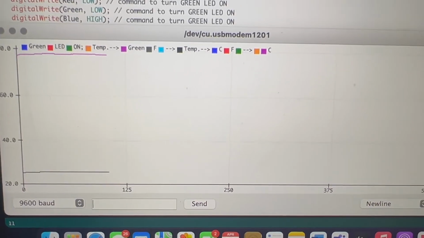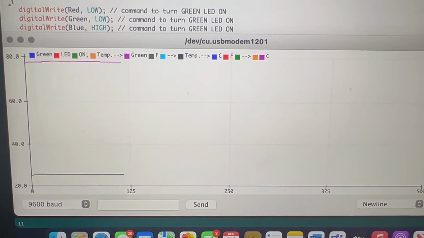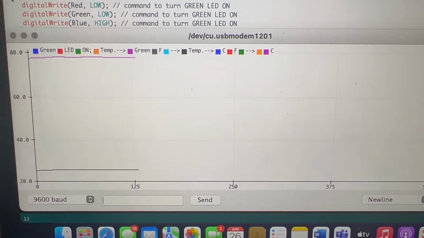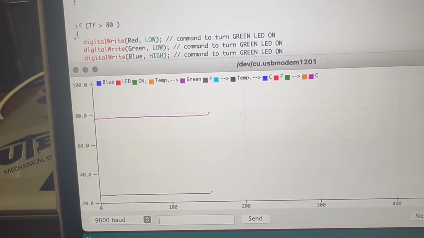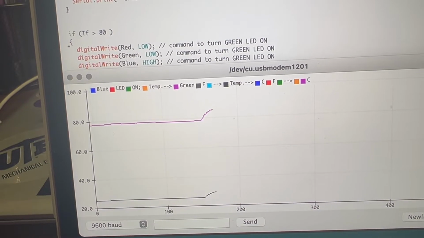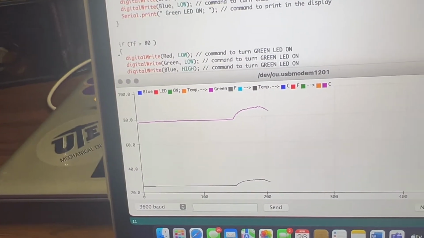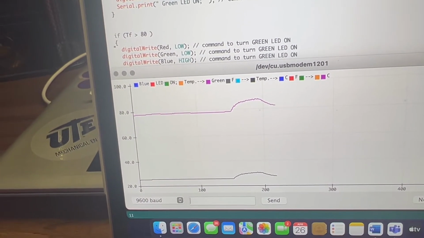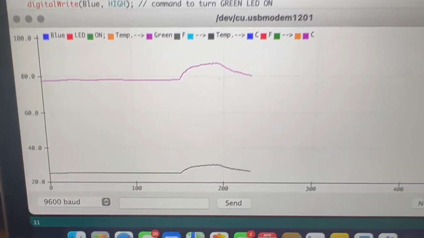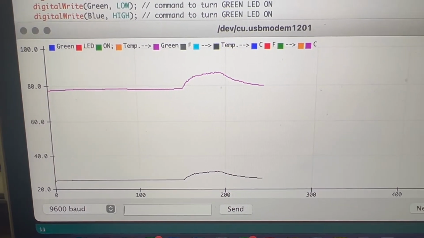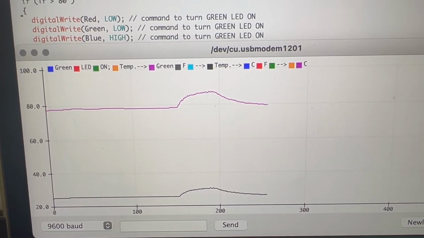To further prove my logic, we have my constant temperature, meaning my green LED is on. I apply heat and we can see the temperature go up exponentially, and my blue LED is on. Now let it go and it will start to decrease. Now as you can see, the temperature is just below 80. My green LED is on.